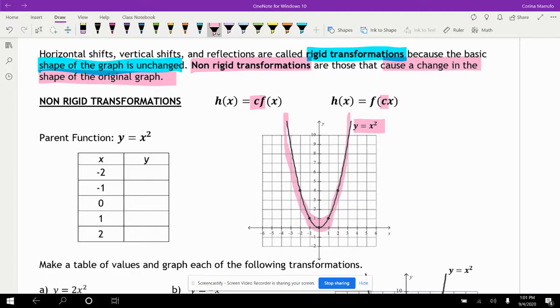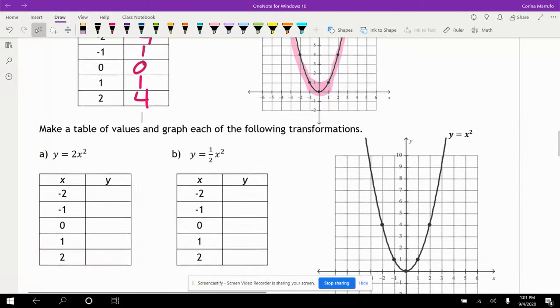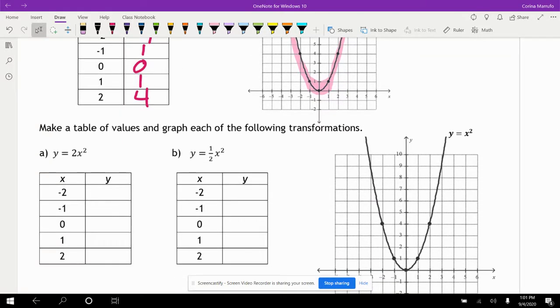It's a parabola shape. I'm going to take the parent function and write down what these points are. -2 goes with 4, -1 goes with 1, 0 squared is 0, 1 squared is 1, and 2 squared is 4. They already graphed that function, so we don't have to graph it. Now it says make a table of values for each and graph each of the following transformations.